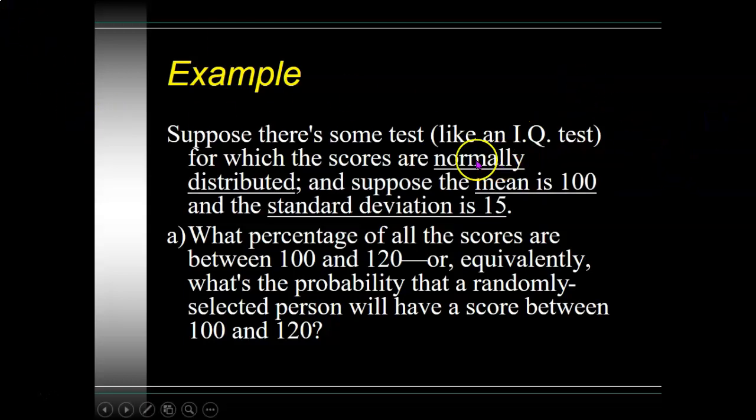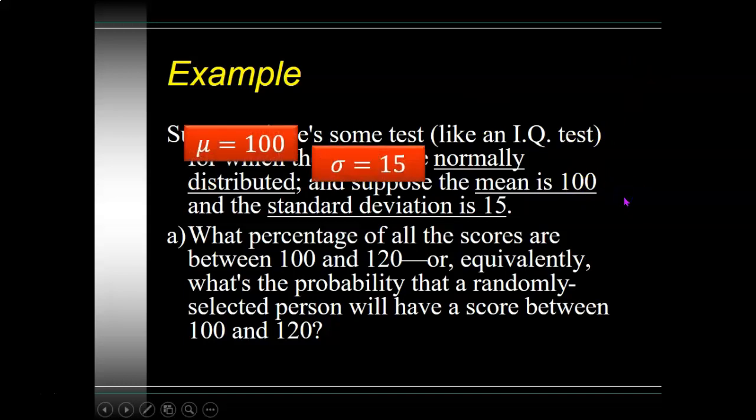Now notice the background information that we are given here. We're told that we're dealing with something that is normally distributed. So if it wasn't, then we wouldn't be able to use this method. We're told that the mean is 100 and that the standard deviation is 15. So we've got our mu and our sigma. We need that no matter what method we're using.